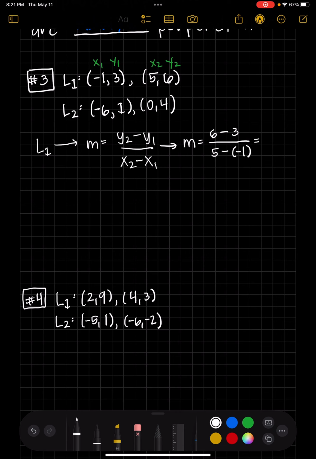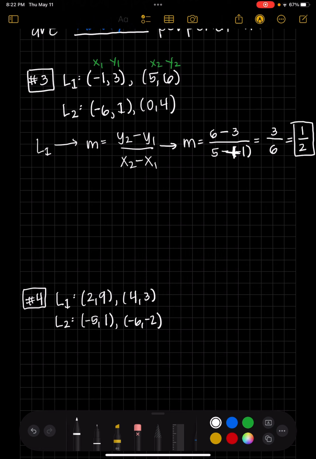Okay, so now let's simplify that. On the top, we have 6 minus 3, which gives me 3. And then on the bottom, when we have two negative signs right next to each other, it becomes a big plus. So on the bottom, we have 5 plus 1, which gives me 6. So 3 over 6. Simplified, if I divide both of those things by 3, I get 1 over 2. So my slope of L1 is 1 over 2.